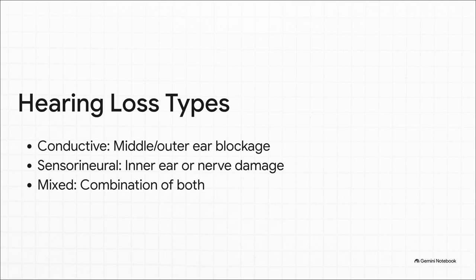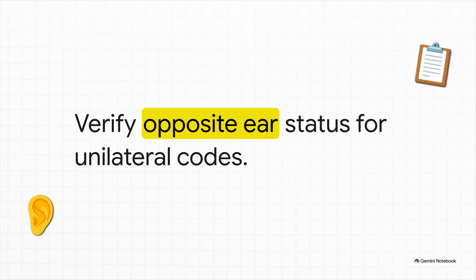No guessing allowed. But listen, just knowing the type of hearing loss isn't quite enough. The logic for H90 requires you to specify unilateral versus bilateral. And here is the real kicker. For unilateral hearing loss, the status of the opposite ear is a totally non-negotiable factor in your code selection. The codes will literally ask you if the hearing in the opposite ear is normal or unrestricted. So you must always verify that opposite ear status right there in the chart.